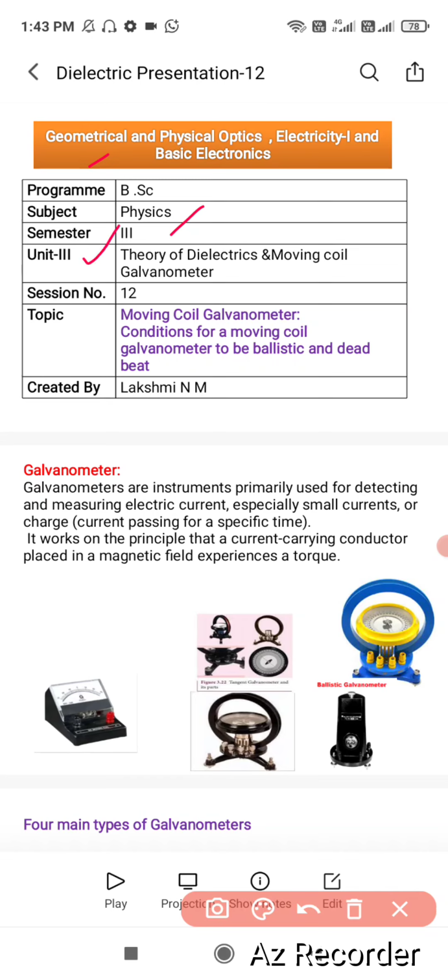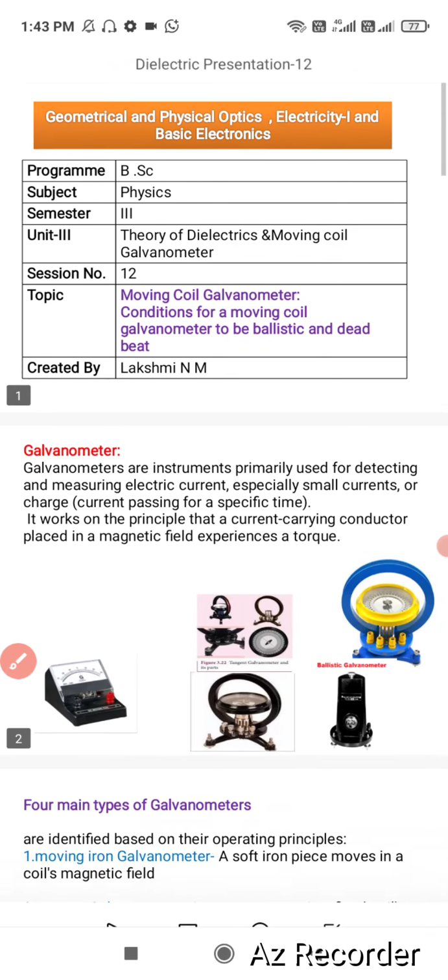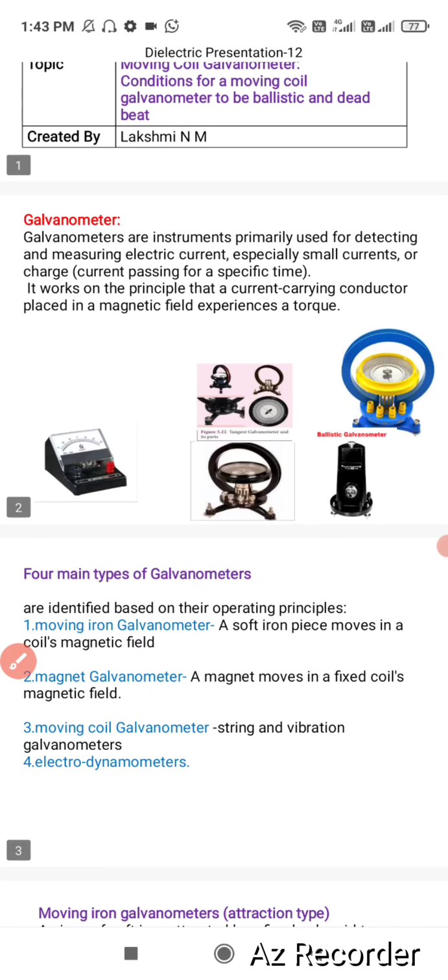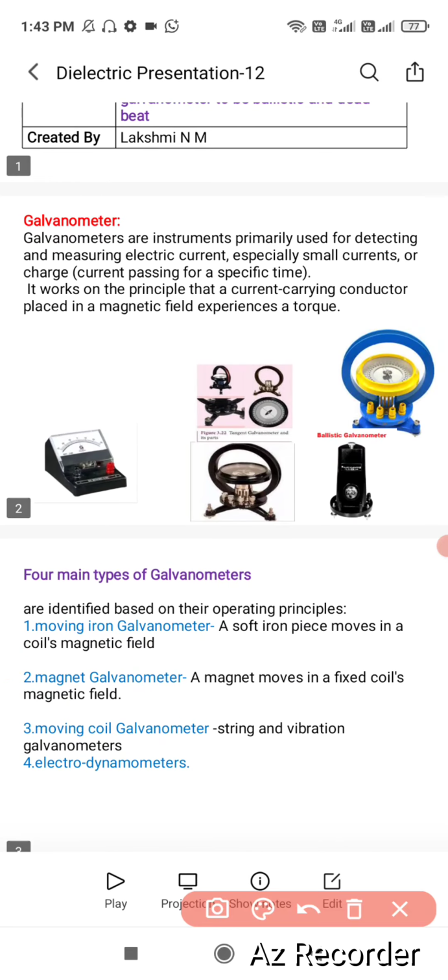In this paper, in Unit 3, Theory of Dielectrics and Moving Coil Galvanometer, in the 12th session, we learned about the moving coil galvanometer and the conditions for a moving coil galvanometer to be ballistic and deadbeat. So now we see the definition of the galvanometer. We are already familiar with it.